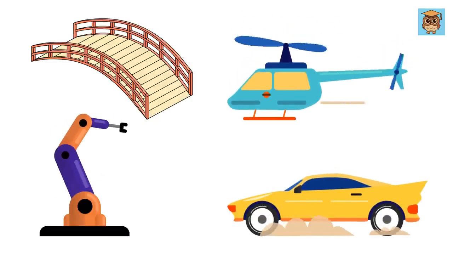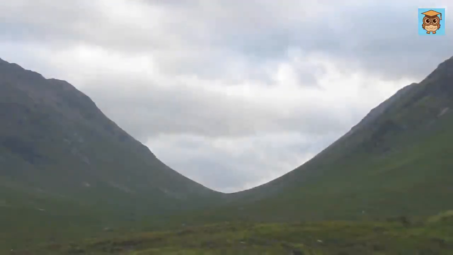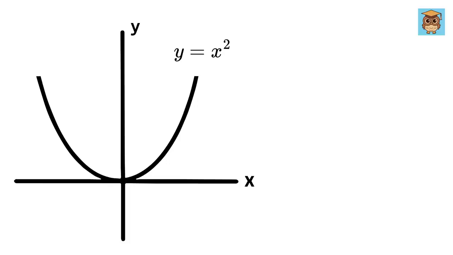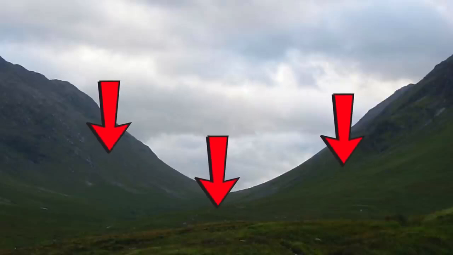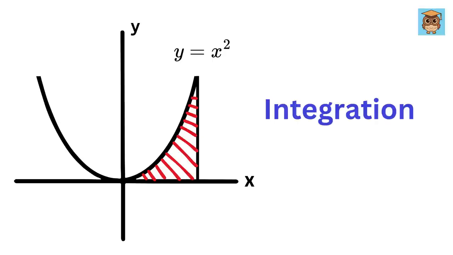Real-world problems often involve more complex shapes that don't have straight edges. For example, imagine a U-shaped valley, which is similar to the graph of y equals x squared, and you want to find the area of the land beneath that valley. For cases like these, geometry alone doesn't help. This is where calculus, specifically integration, comes into play.